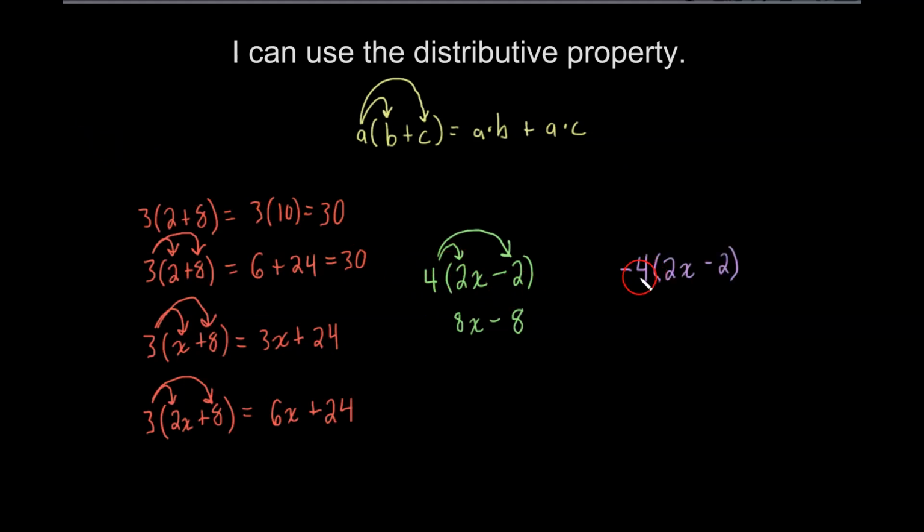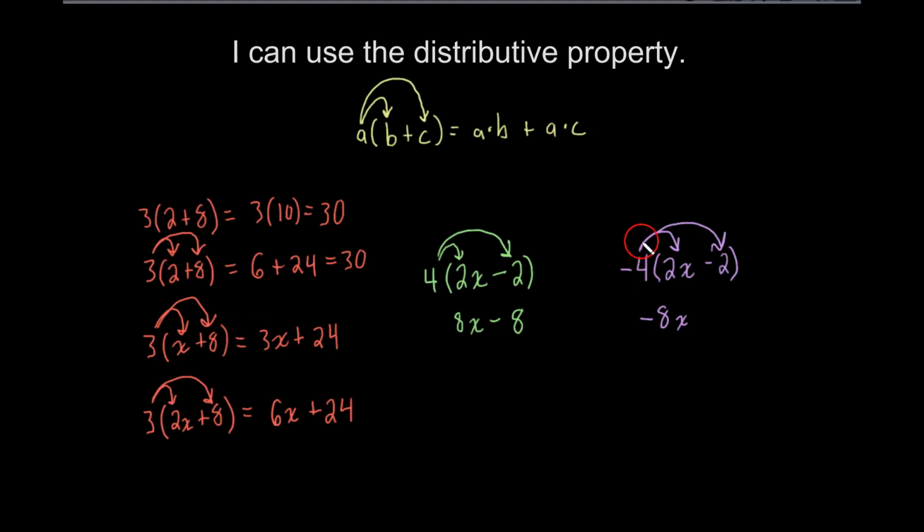Okay, let's look at what happens when there is a negative number up front that we are distributing. So let's say we're given negative 4 times the quantity of 2x minus 2 in parentheses. We need to distribute this negative 4 into both of these terms. Negative 4 times 2x is going to be negative 8x. Negative 4 times 2 is negative 8.